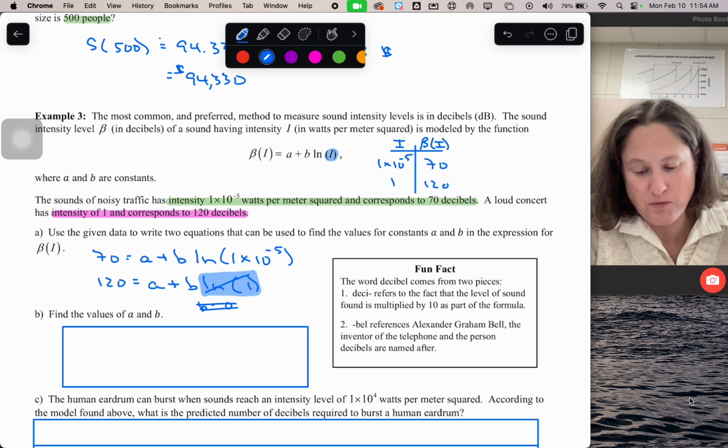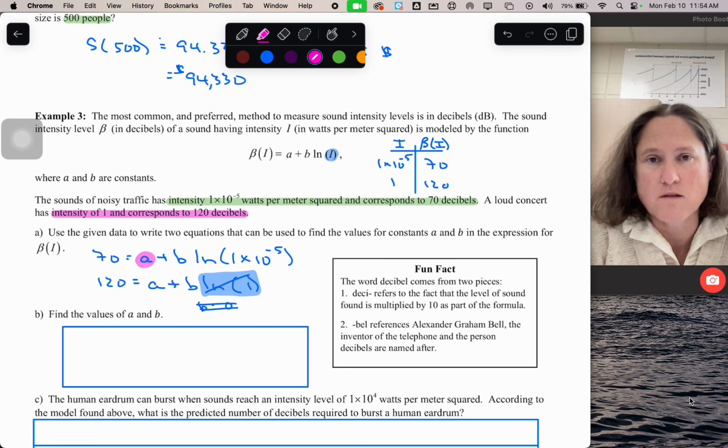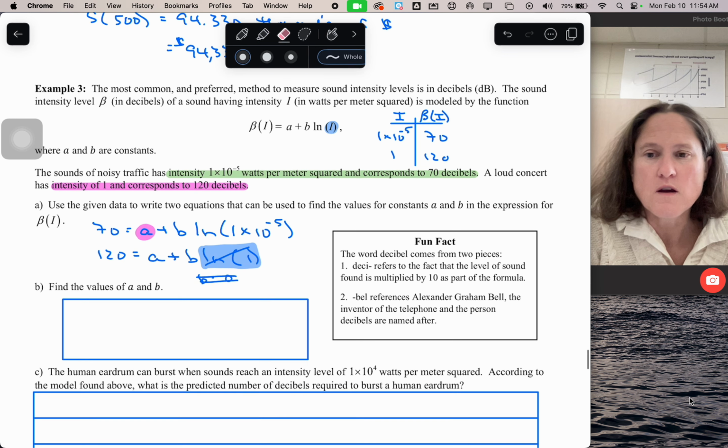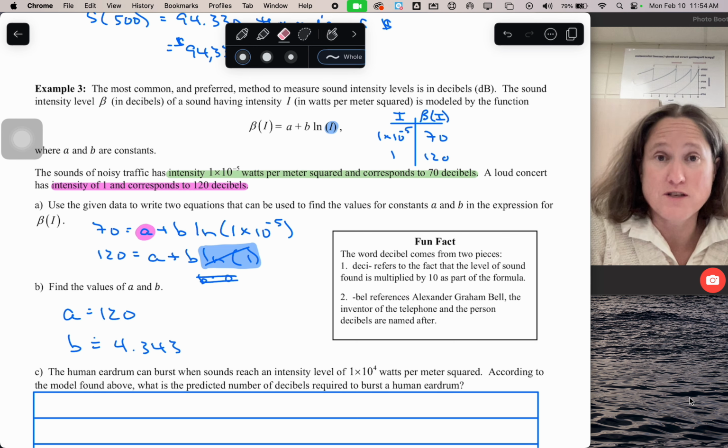Then I could plug 120 into the other equation to solve for that b. That's how you would do it with the algebraic technique, like a system of equations. But because we get to use our calculator, we can just enter those values in. When you entered those values in and ran your natural log regression model, you should have gotten that a is the 120 that I just talked about, and that b is approximately 4.343.